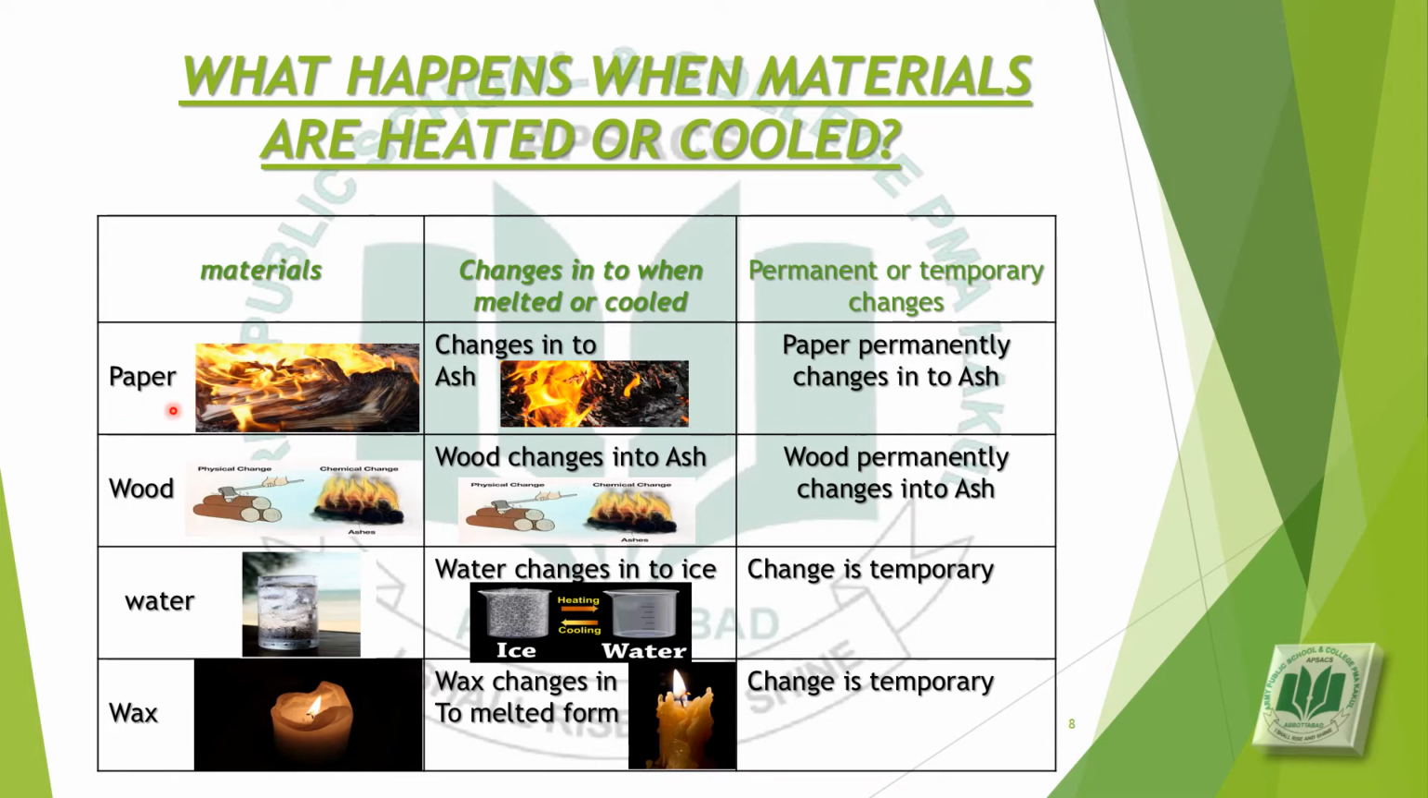Students, the first material we have is paper. When we burn a piece of paper, it changes into ash. And this change is a permanent change. Students, it is not possible to convert ashes back into a piece of paper. So that's why we can say that this change is a permanent change.